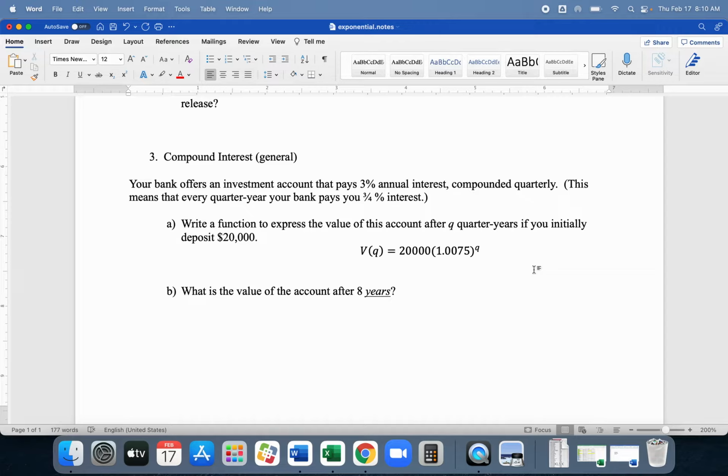A quarter just means, again, bank terms. 1 quarter for financial term is a quarter of a year, so 3 months. So if I wanted to find the value of this account after 8 years have gone by, what would be Q?